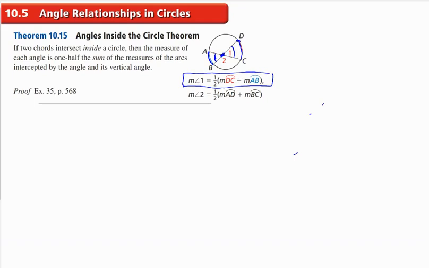So if the angle vertex is from 2 intersecting chords and the intersection occurs in the interior region of the circle, we are using addition. We're adding up the 2 intercepted arcs by the angle and its vertical angle. And now we can see that angle 2's vertical angle intercepts arc AD, and angle 2 intercepts arc BC. We add those 2 together and take half that sum to find angle 2.